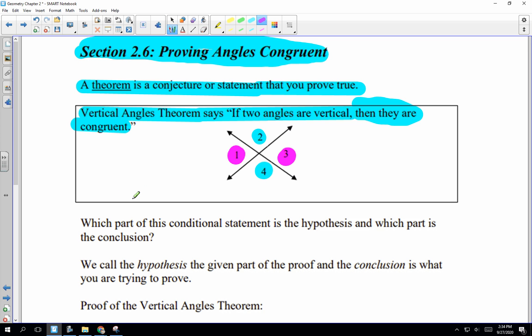Which part of this conditional statement is the hypothesis and which part is the conclusion? Let me get my pen. The hypothesis is if two angles are vertical, because a hypothesis always starts with the if. Angles are vertical. And I do want you to write this down. I'll go back and highlight it in a second. And then the conclusion is then they are congruent.